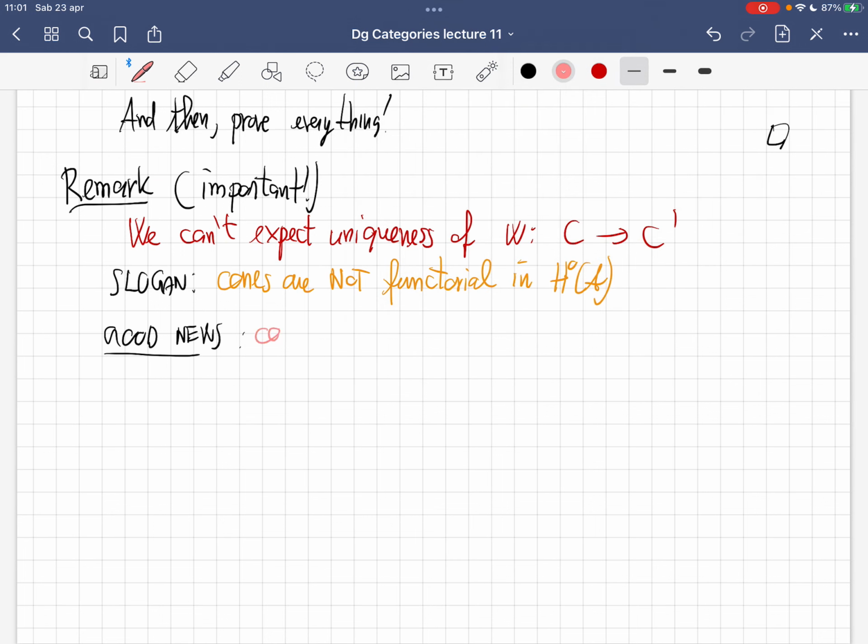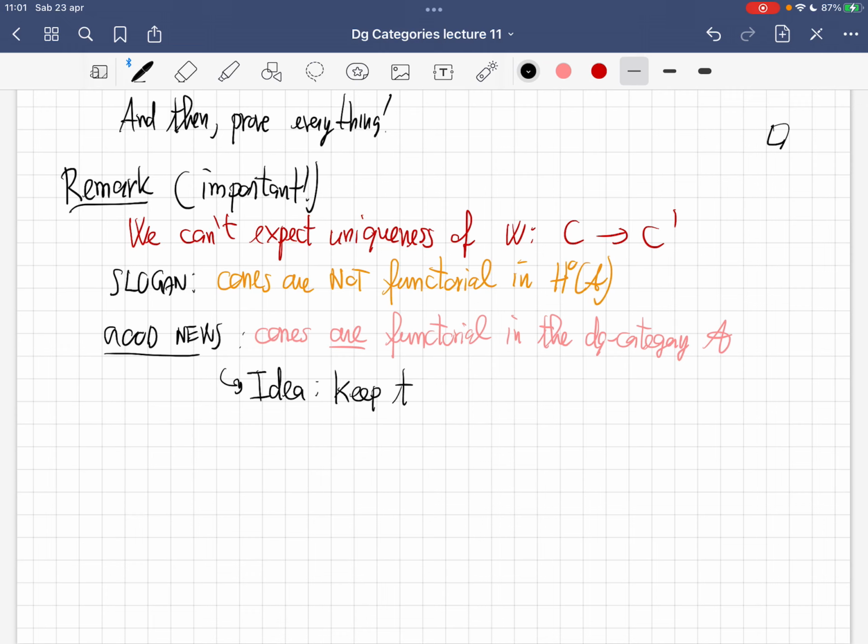Cones are functorial in the DG category, and the caveat here, or if you want the idea, is to keep track of H.